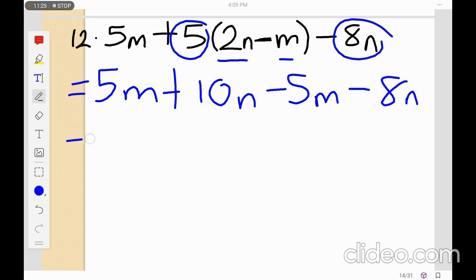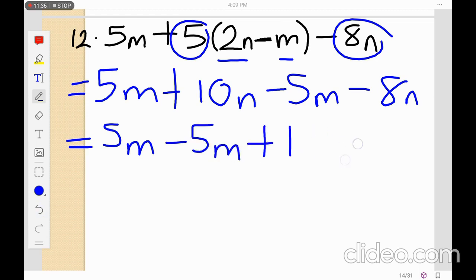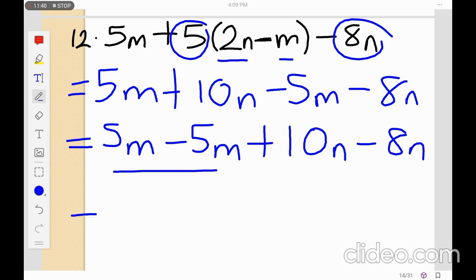Now let's take similar terms together. 5m plus, that's minus there, minus 5m, then plus 10n minus 8n. So here we get a 0, then 10n minus 8n, we get 2n. So this becomes our final answer.